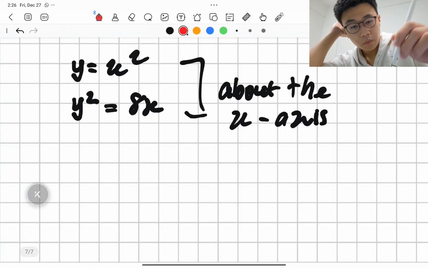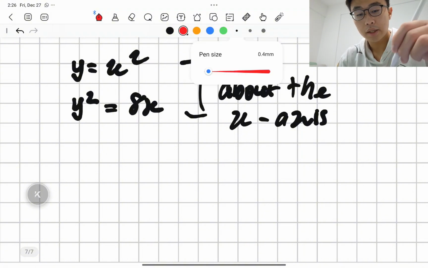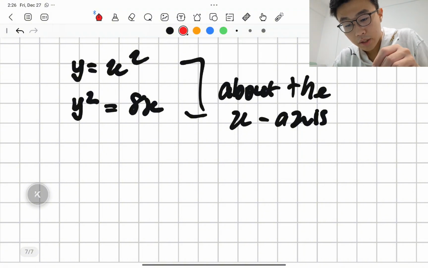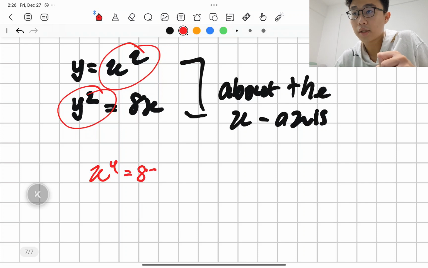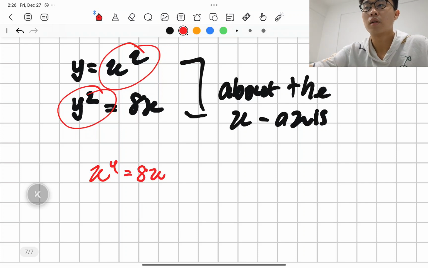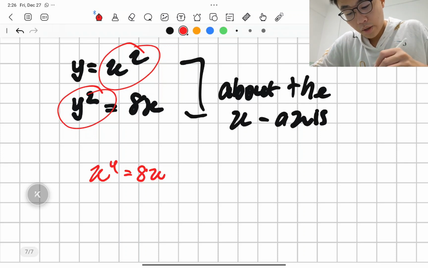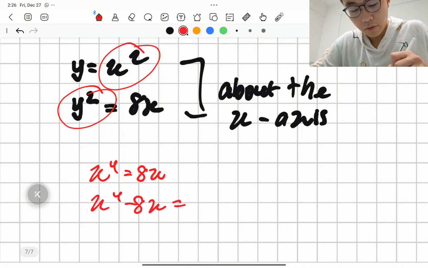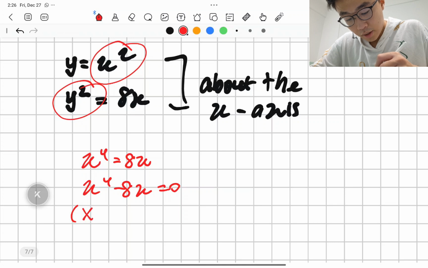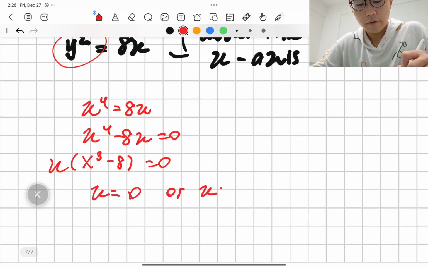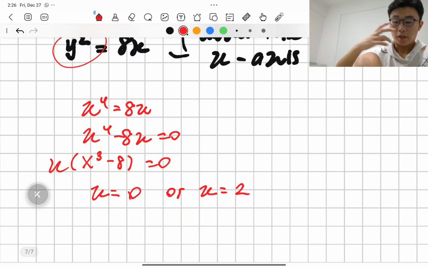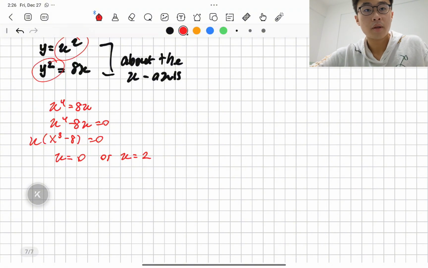Okay, let's first find the intersection points. Let's substitute this x squared into here, so it will be x to the power 4 equals 8x. So x to the power 4 minus 8x equals 0, then x times (x cubed minus 8) equals 0. So x could have a value of 0 or x have a value of 2. Now these will be our a and b.